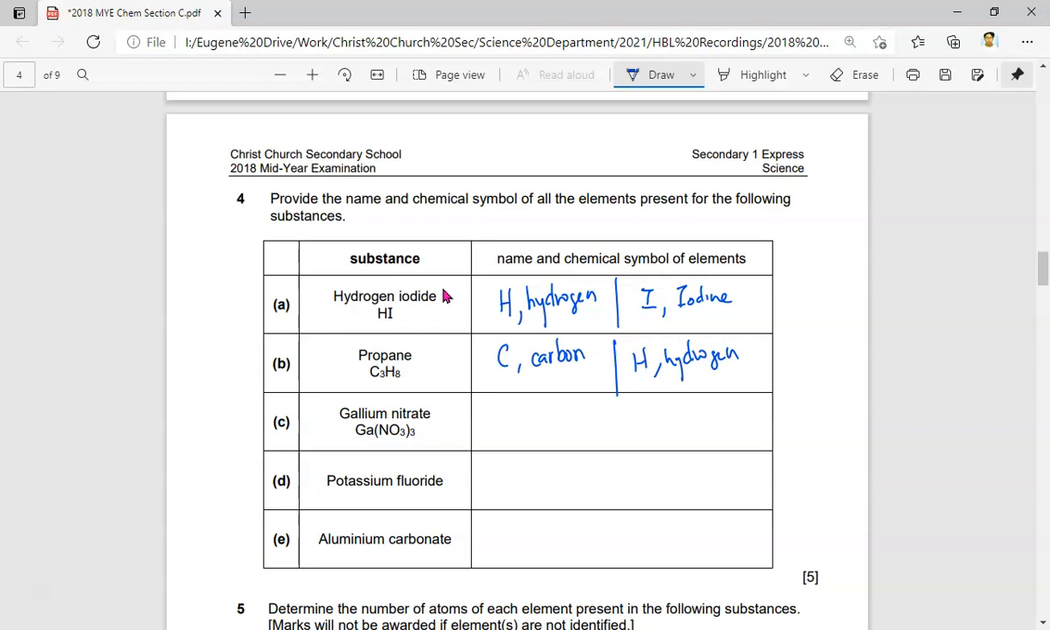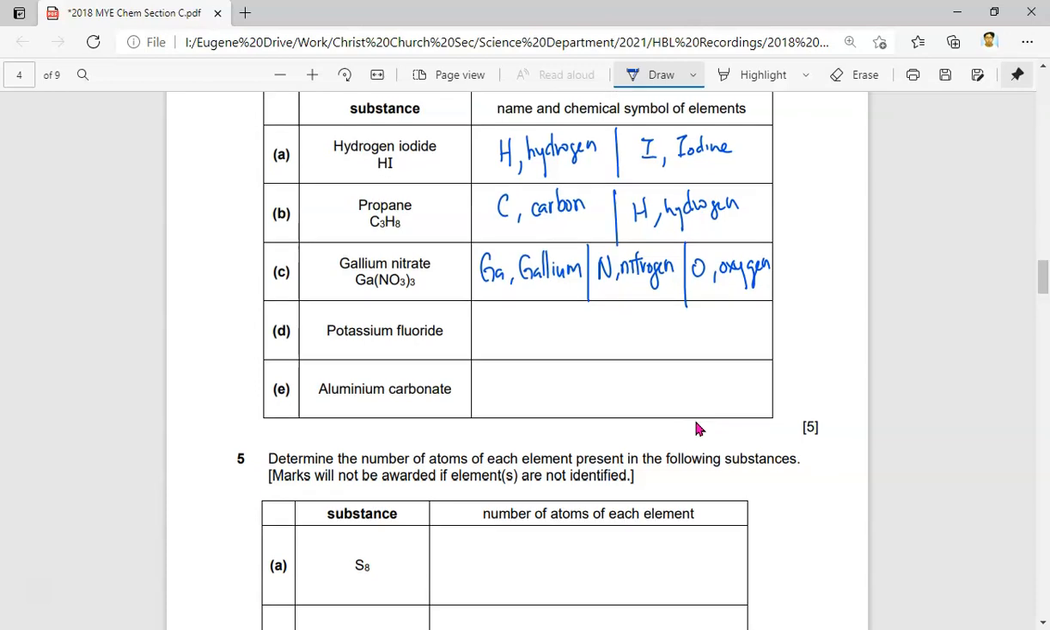Next one, gallium nitrate. So I got Ga, N, and O. So actually each capital letter stands for an element. So G with a small a is considered one element. So this is actually gallium. The next element is N. N actually represents nitrogen. And the last element is O. O actually represents your oxygen. So there are three elements present here.